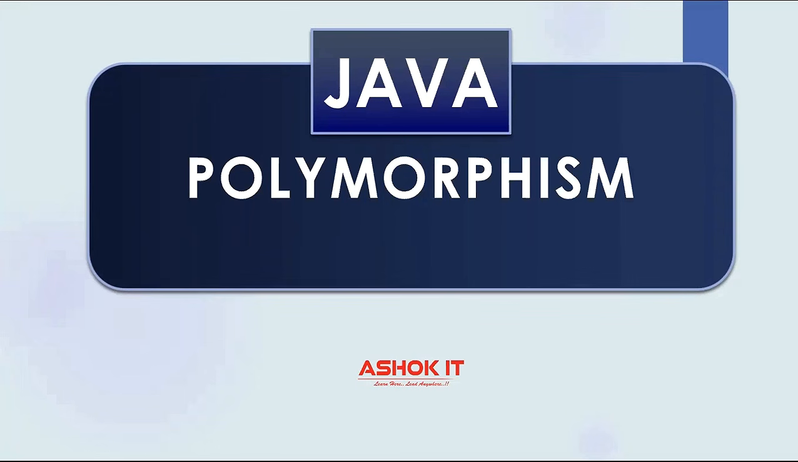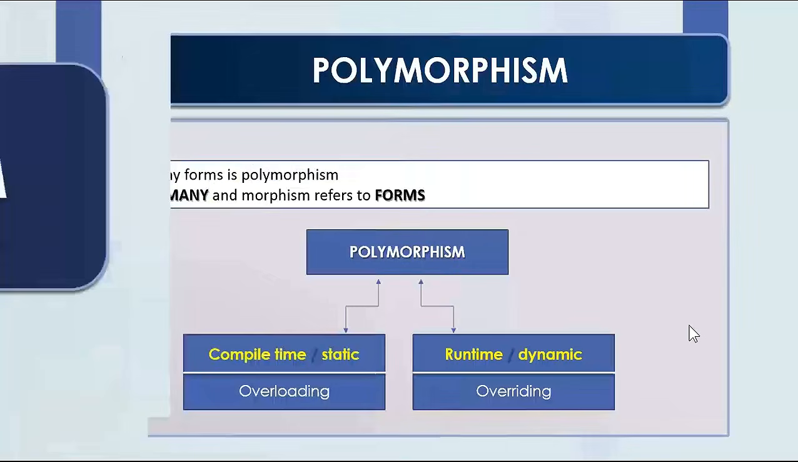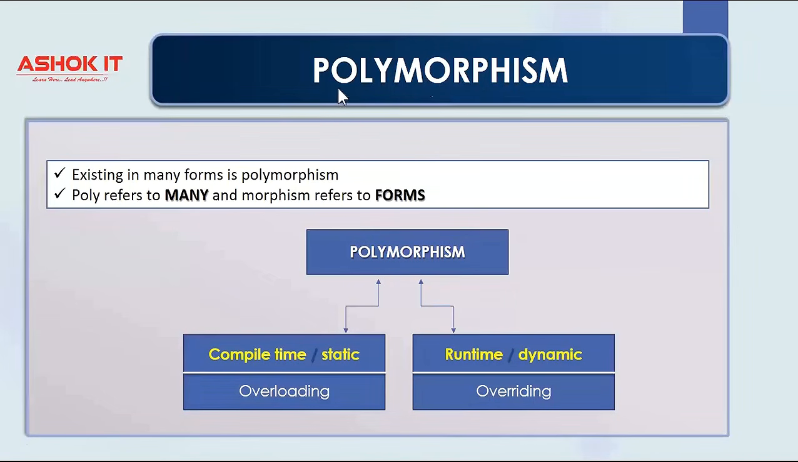In this video, we will be seeing polymorphism. Polymorphism is one of the object-oriented programming principles in Java. When we say polymorphism, the word poly refers to many and morphism refers to forms. So we can say polymorphism is existing in many forms.